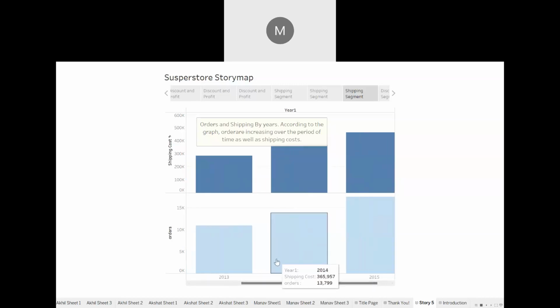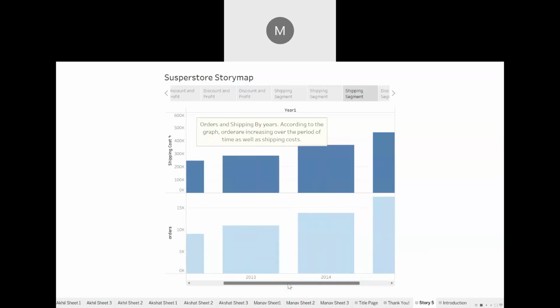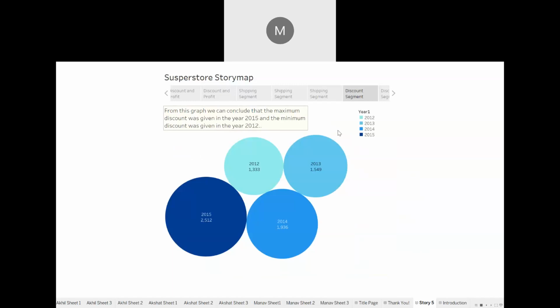For 2014, the orders were 30,800 and the shipping cost was around 365 grand. And in 2015, there is the highest number of orders and shipping cost, which is around 17,500 orders and $462,000 for the shipping cost. So that was the shipping segment, and the next segment will be explained by Mausam. Mausam, thank you, over to you. Thank you, Manav. Hello, Professor. Myself, Mausam Lakhani.